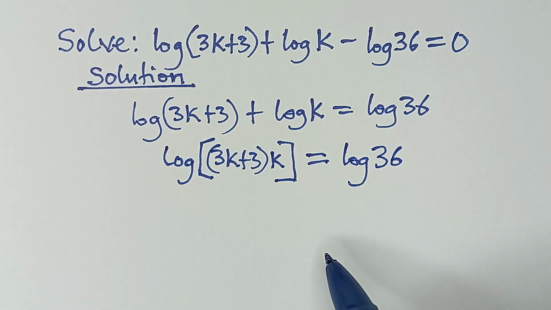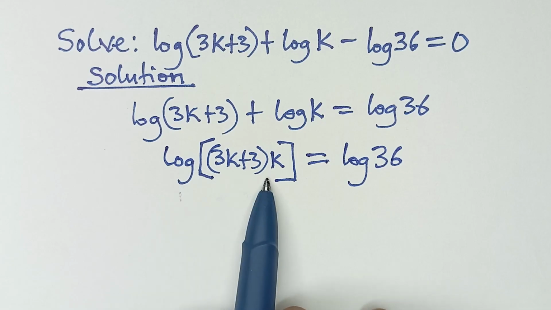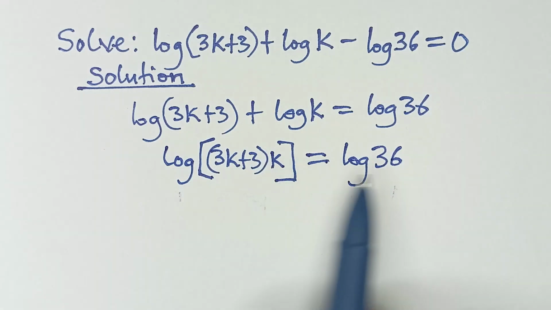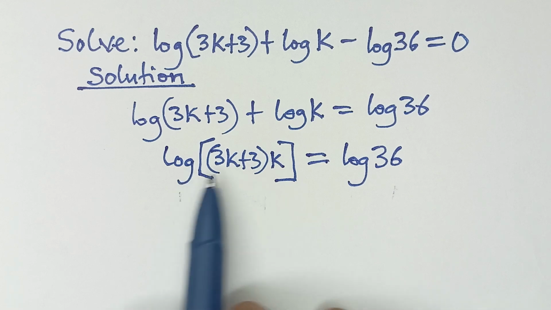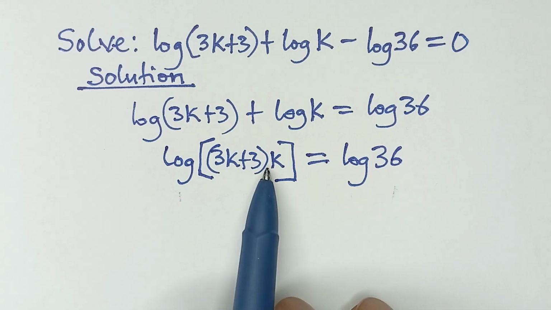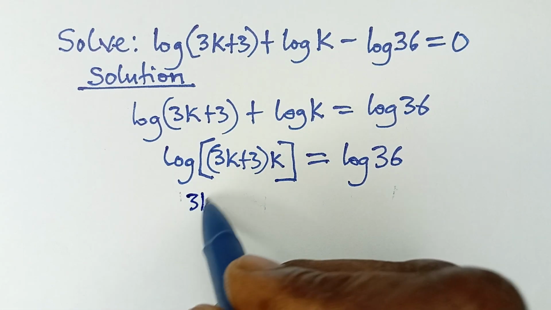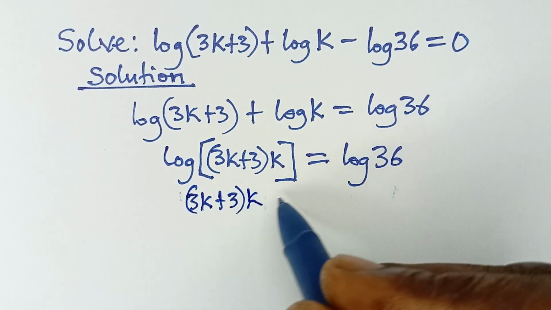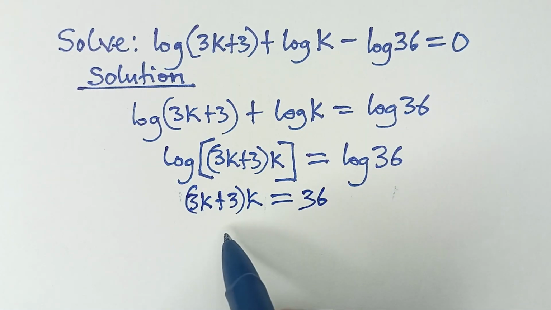So the next thing for us to do now is to compare terms. If you look, this term here is equal to log 36. So it means that what we have here should be equal to 36 when we compare the two sides of the equation. So log this is equal to log 36. It means that the log can simply cancel, and then we have this term here equal to 36. So I'm going to write that as (3k + 3) all multiplied by k is equal to the right hand side, which is 36. And then we can simplify now and solve for k.